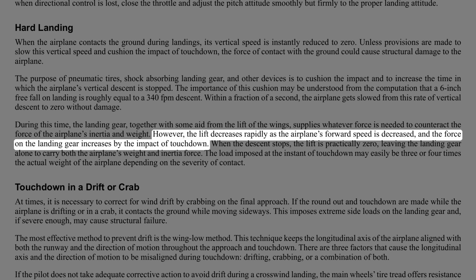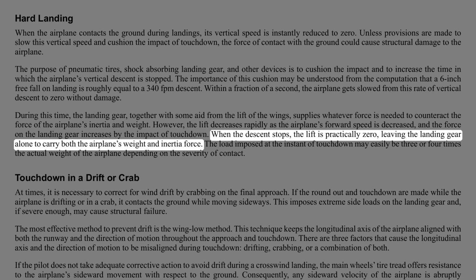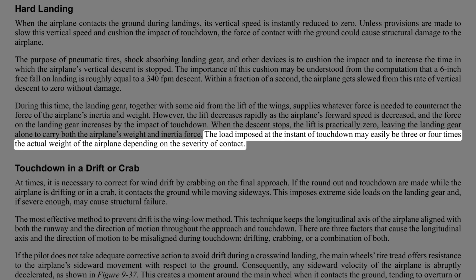However, the lift decreases rapidly as the airplane's forward speed is decreased, and the force on the landing gear increases by the impact of touchdown. When the descent stops, the lift is practically zero, leaving the landing gear alone to carry both the airplane's weight and inertia force. The load imposed at the instant of touchdown may easily be 3 or 4 times the actual weight of the airplane depending on the severity of contact.